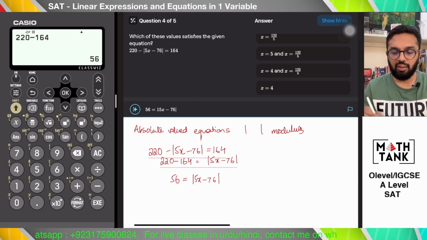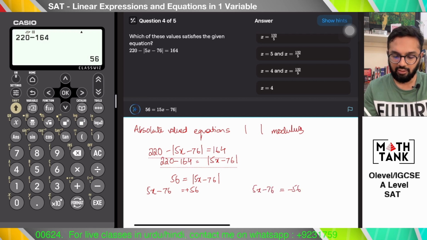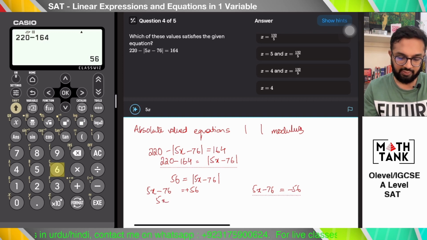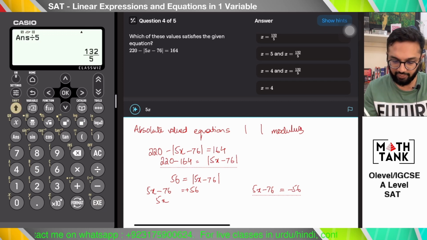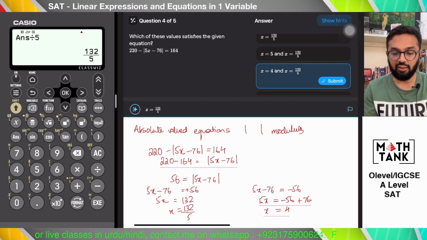Okay, remember that whenever you are removing a modulus, you will end up with two possibilities, one with a plus on the other side, plus 56, and one with a negative on the other side, so minus 56. So 5x equals 56 plus 76, divided by 5. So I am getting 132 over 5. Okay, that's one answer. And 5x equals minus 56 plus 76. So I'm getting 4.